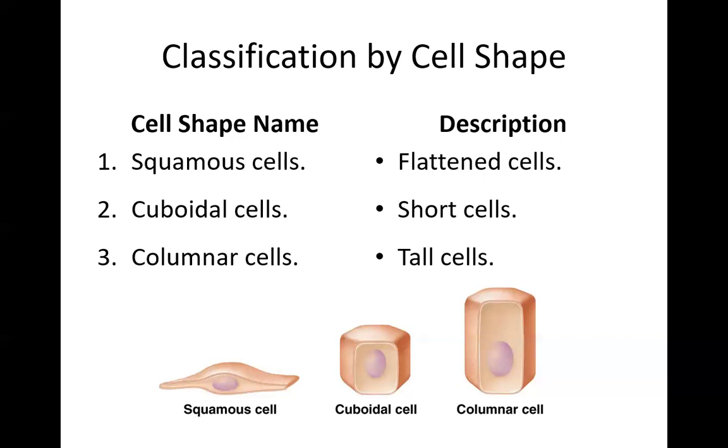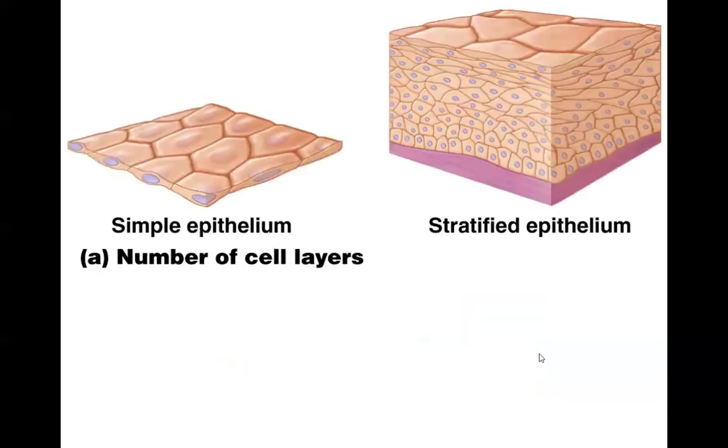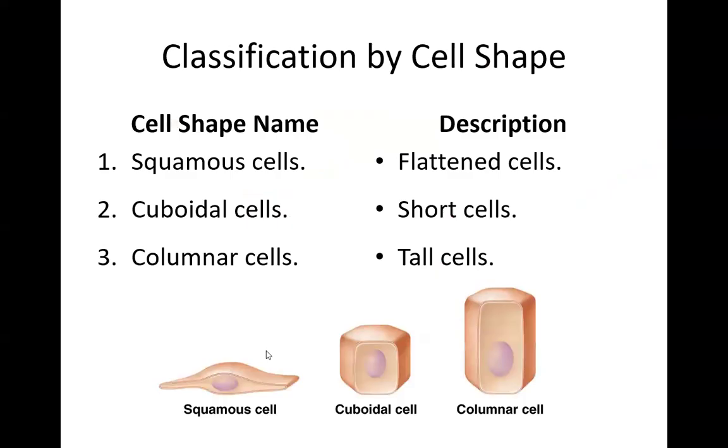We don't say it's stratified or simple. We say simple and what? Simple and squamous, simple and cuboidal, simple and columnar, or stratified squamous, stratified cuboidal, stratified columnar. If you say just this, that's half a point, because now you're describing just the layer. Is it stratified or simple? But now you forgot to describe the shape.